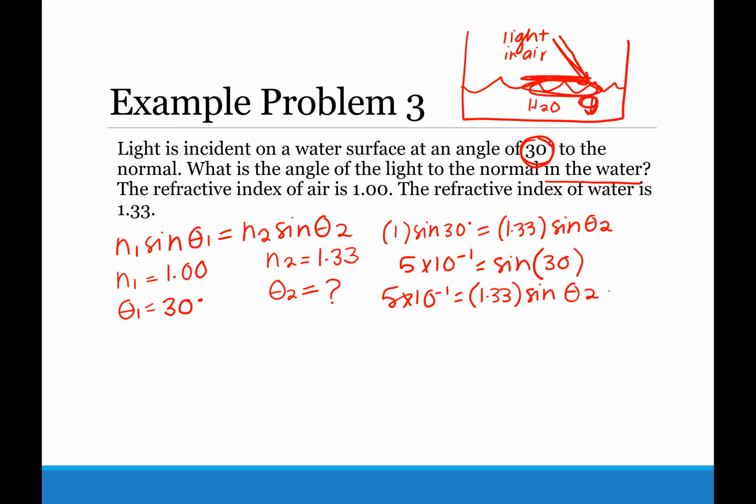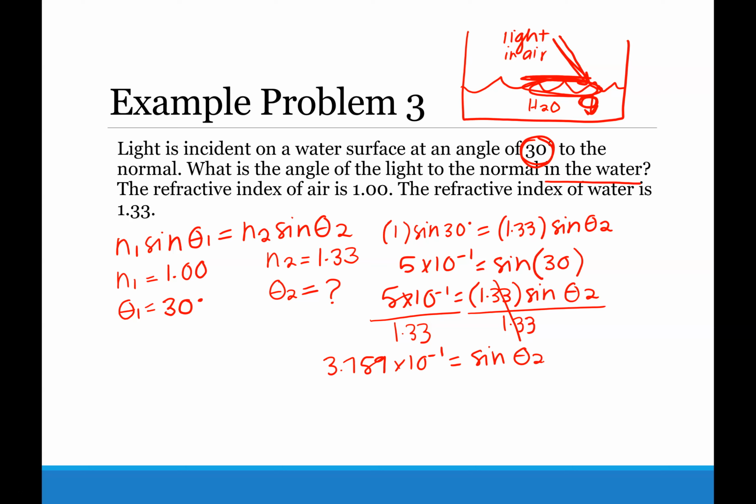We've got to get rid of this 1.33. So we're going to divide by 1.33. And we're going to do that to the other side as well. So divided by 1.33, you're going to get 3.759 times 10 to the minus 1 equals sine of angle 2.